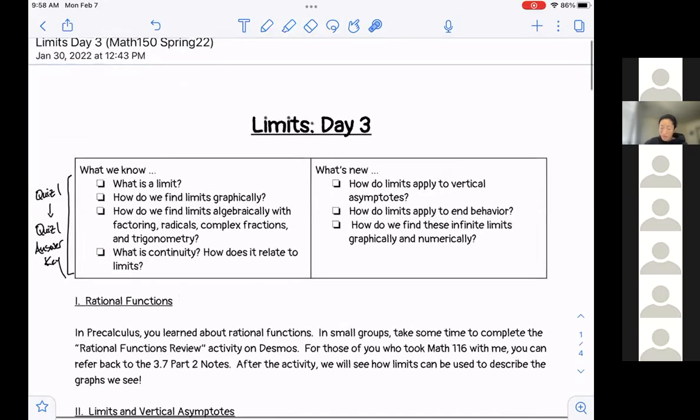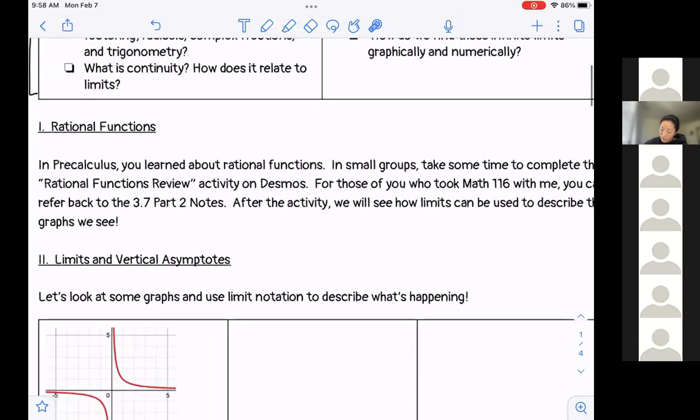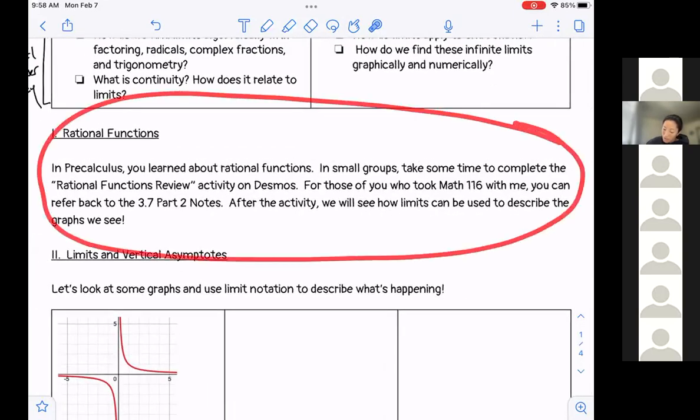So that is where we are headed for today. Before we jump into that, let's read this little blurb about rational functions. We're going to take a look at this chunk together.